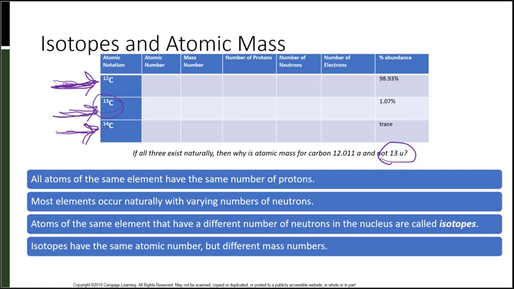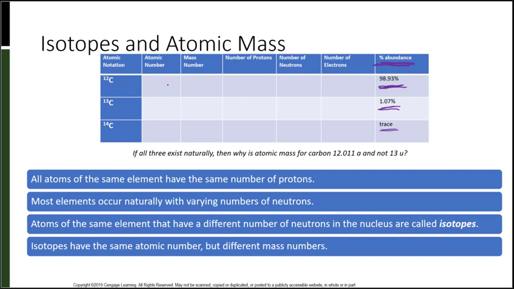But that's a little bit different when I have different percent abundances. For example, 98.93% of my sample is carbon-12, and 1.07% of my sample is carbon-13. And it says here that carbon-14 is just trace, so not even enough to really count. So to find the average, we actually have to do a little bit of a different practice here. Let's fill in this chart.